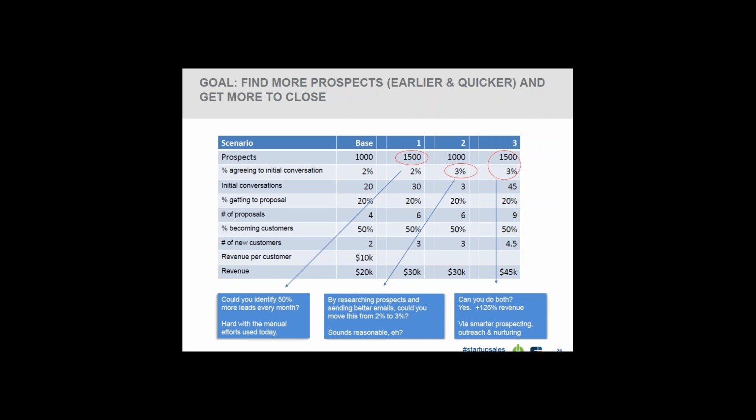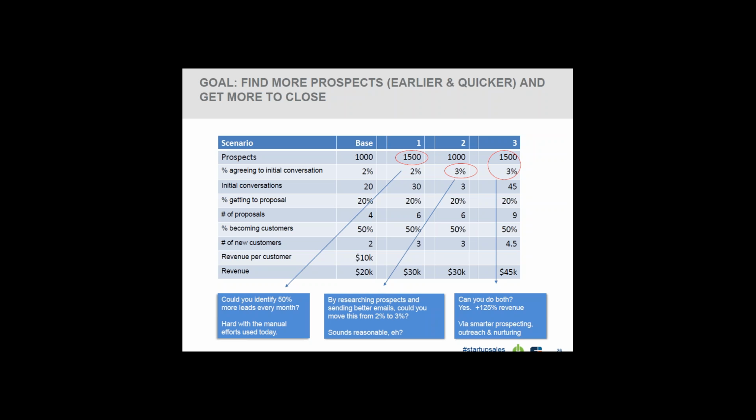Let's just go with a modest increase. You can change two levers here. You could try to get 1,500 prospects. So couldn't you get 50% more prospects? That sounds like quite a bit, especially if you're doing this in a very manual way. But if you can get to 1,500 prospects, assuming nothing else changes, you'll get to 30K. The other thing you can do is, how do you get more to take that initial conversation? So let's say you go to 1,000 prospects, but instead of 2% going to the first conversation, you go to 3%. Again, you get to 30K.